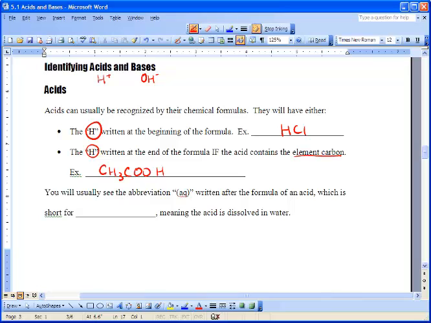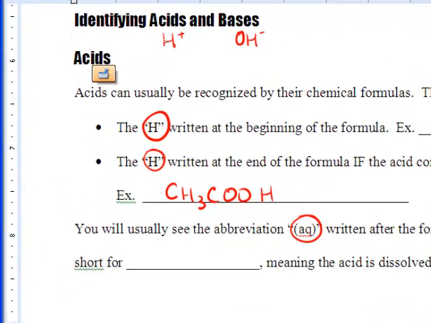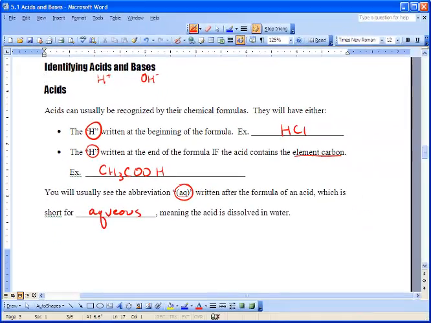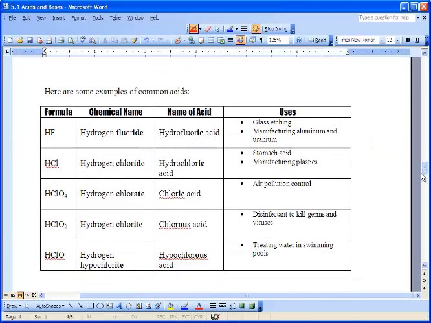Now you'll usually see the abbreviation AQ. Well, if we see this written after an acid, it means that it's short for aqueous, which means that it's dissolved in water, kind of like Gatorade powder. Next, we have some examples of some common acids.